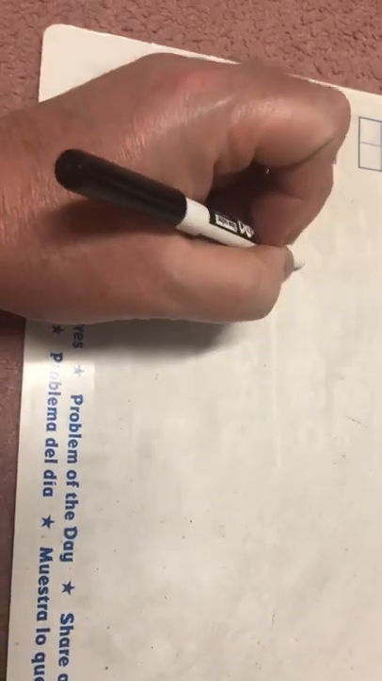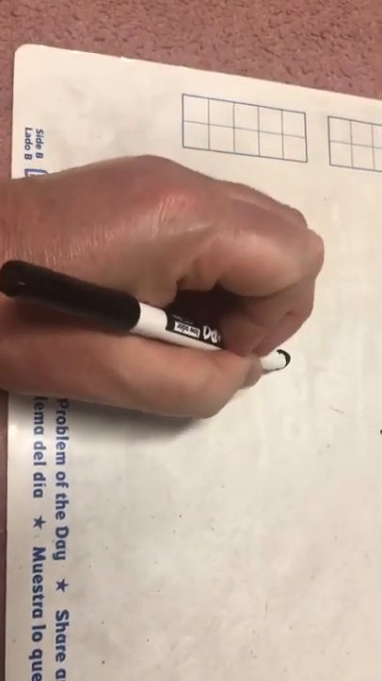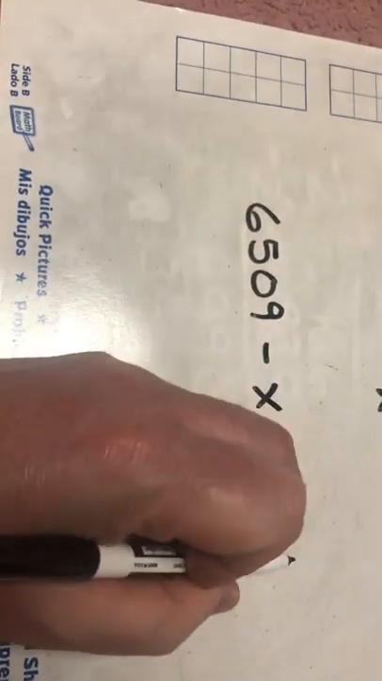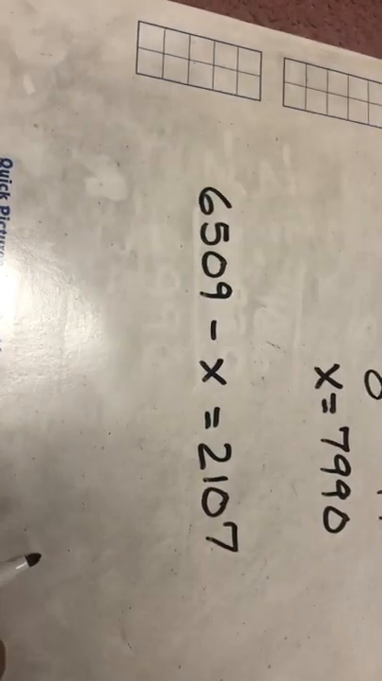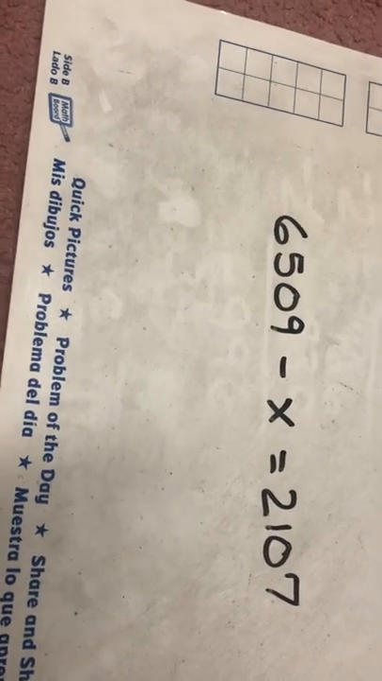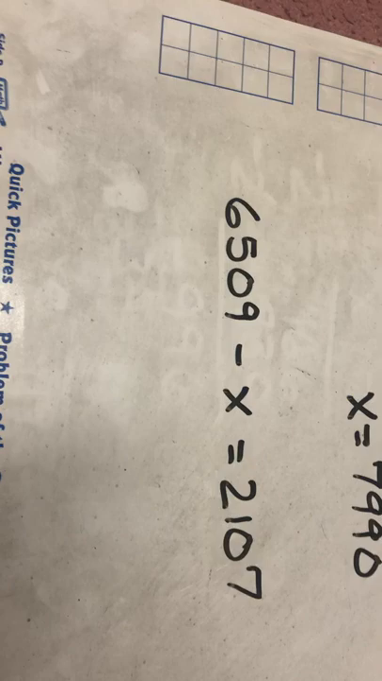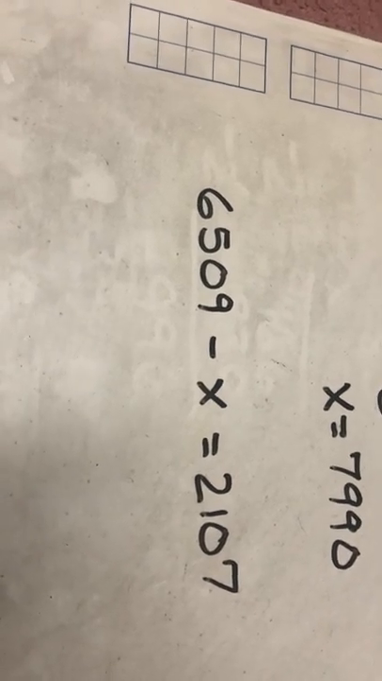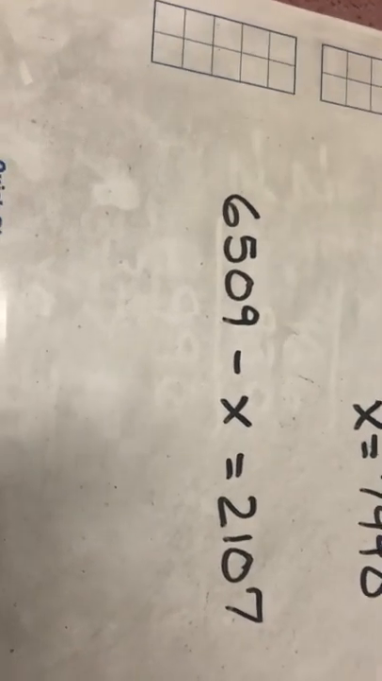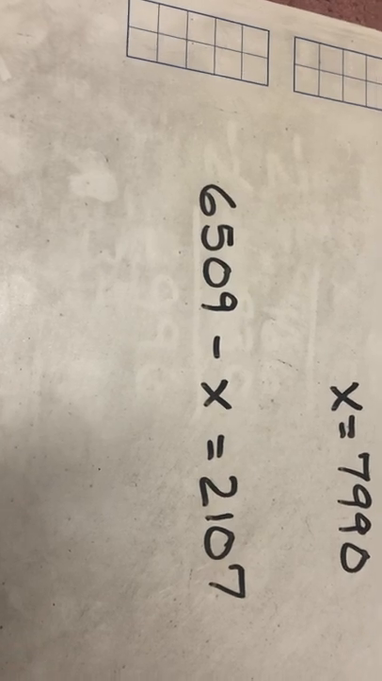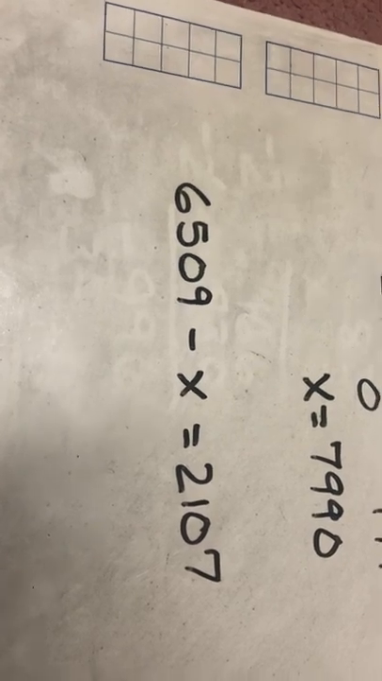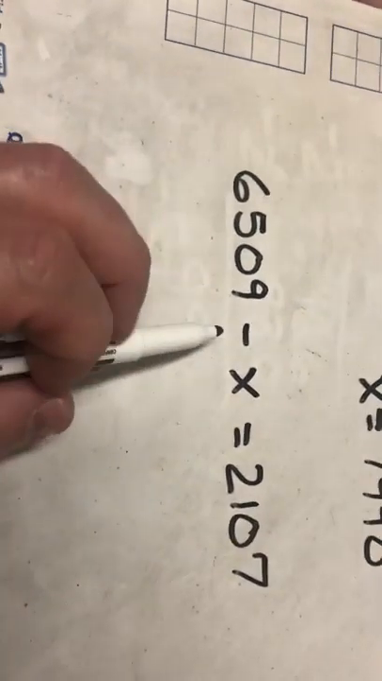All right, let's go 6,509 minus x equals 2,107. Now, this situation is a little bit different, and this is going to be the most confusing, but I'm going to keep it consistent with what we just did a couple lessons ago with adding and subtracting negative and positive integers. There's multiple ways to look at this, but I'll point that out in the end. So we're going to prove that the same thing is going on.